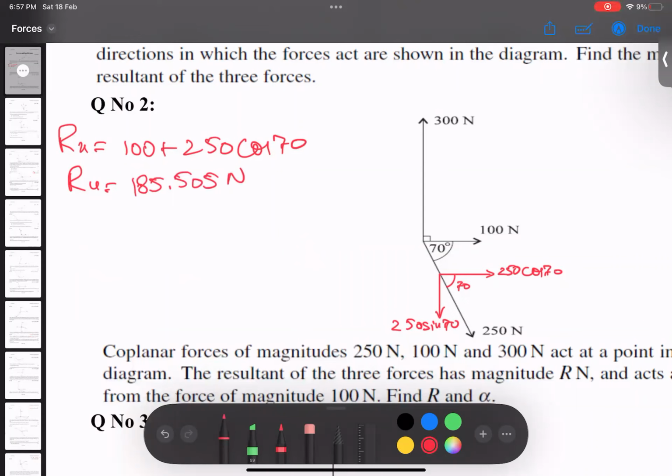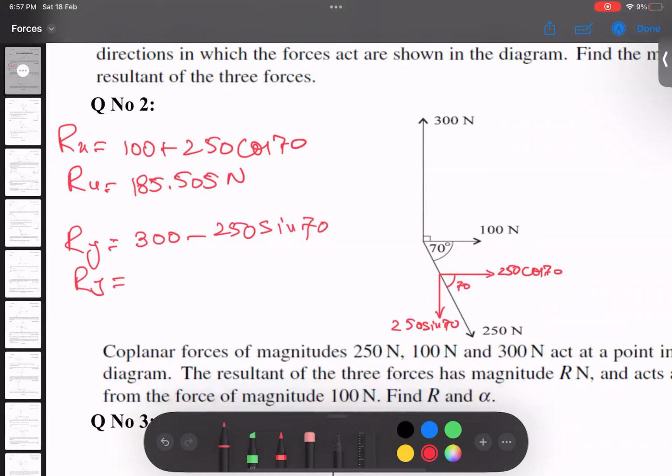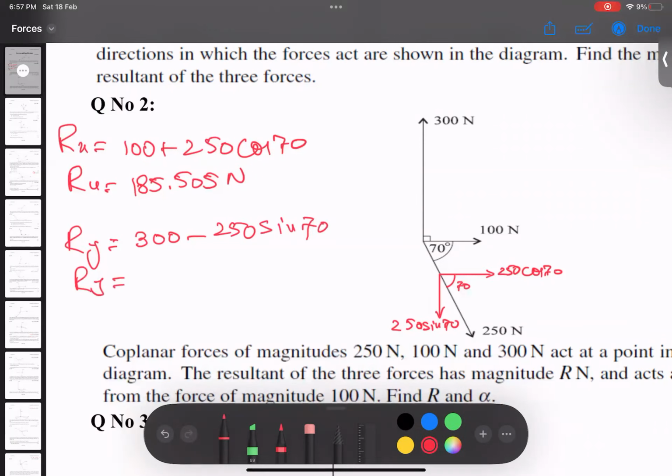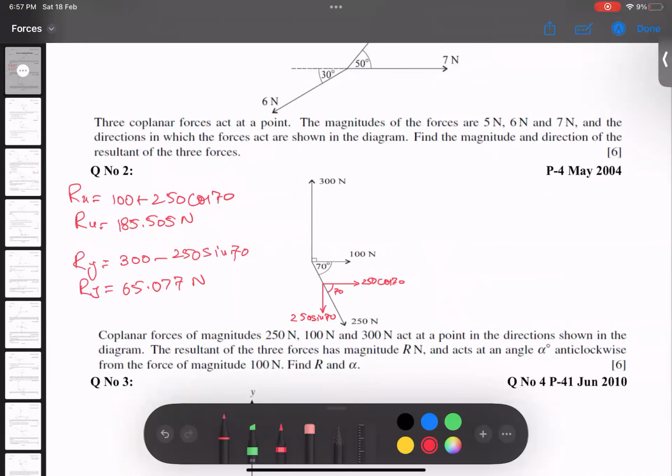And what is the Ry value? What is the technique? For Ry, the normal rule is upwards is positive, downwards negative. So I'm writing here 300 positive and minus 250 sine 70 negative. The logic is very clear because you know it very well, upward positive, downward negative. Now I'm simply typing it in the calculator and I'm getting the answer 65.077 newtons.